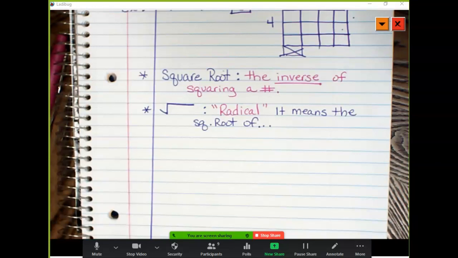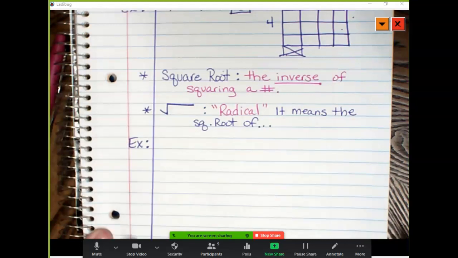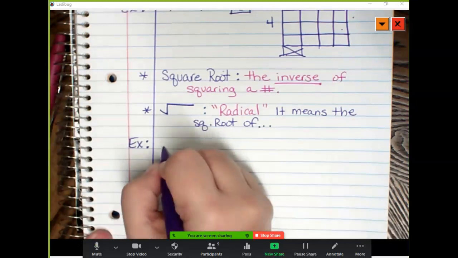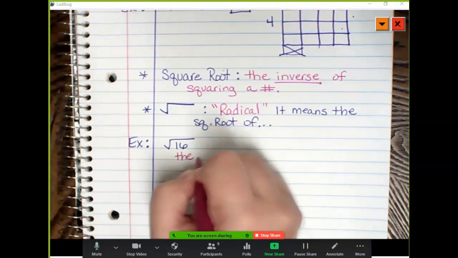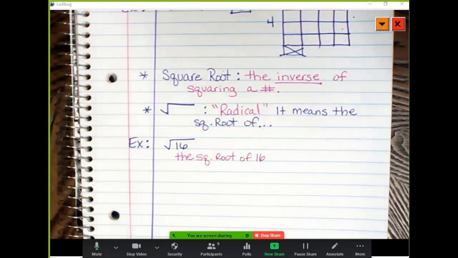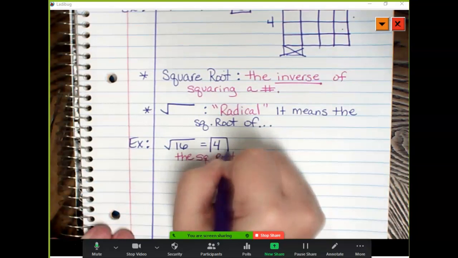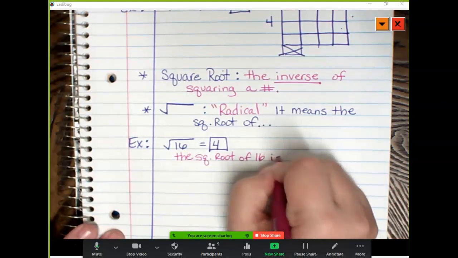Okay. All right, so let's talk about an example of a square root. If I were to write this, I would say that as the square root of 16. So that literally reads the square root of 16. What? 4, you're right. Why is it 4? It's 4 because 4 times 4 is 16. So the square root of 16 is 4.